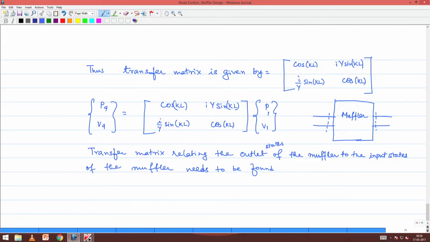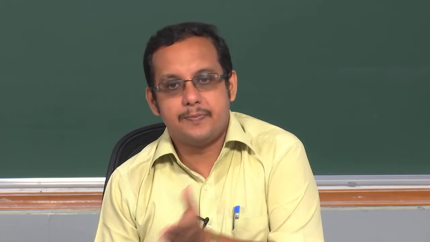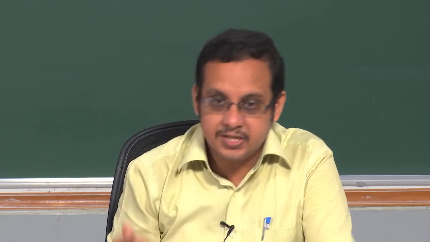once you get this transfer matrix which relates what happens at the outlet of the muffler to what happens at the inlet of the muffler, the subsequent derivations which we shall do now are going to remain the same, and this is going to give us what is known as the transmission loss. We have already seen transmission loss in the regular wave propagation idea. Here we are doing it in terms of transfer matrices, and we will understand that this is much simpler and much more elegant to do.